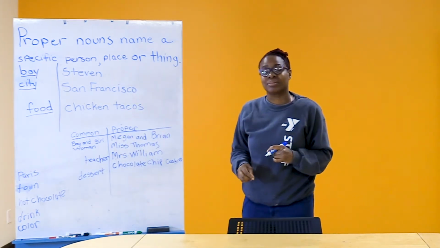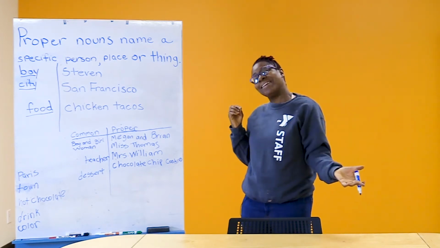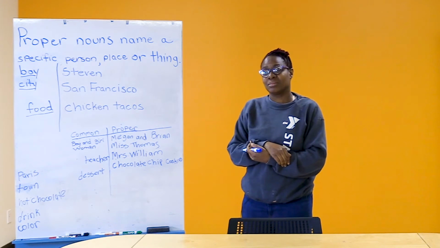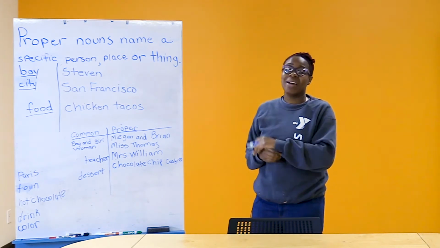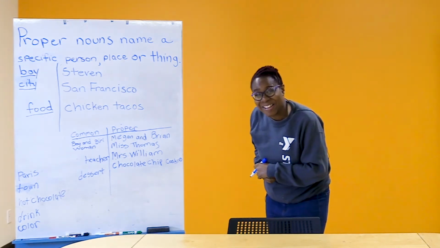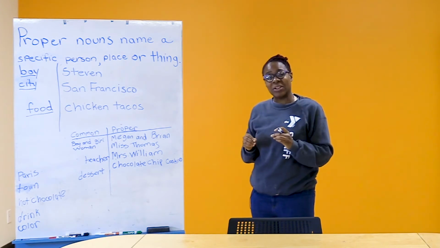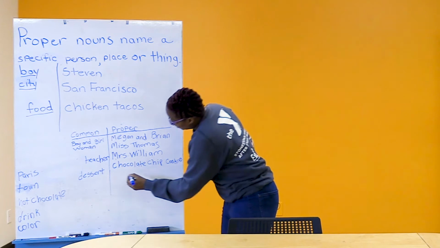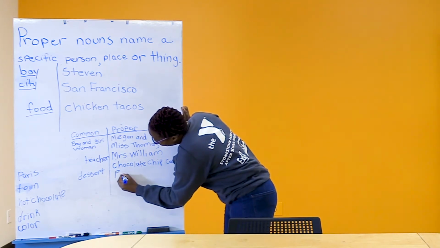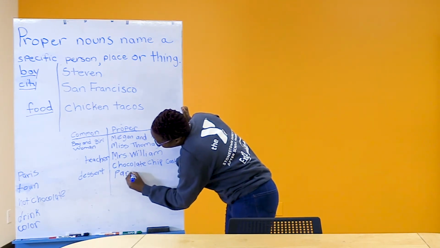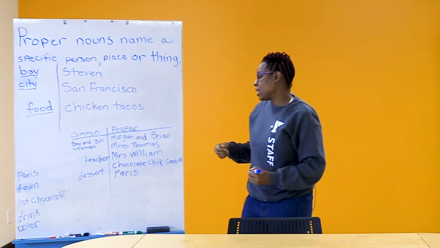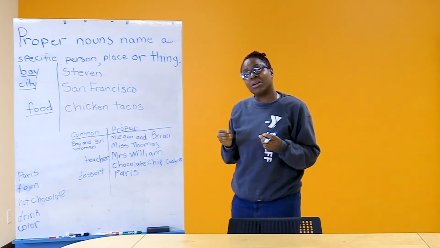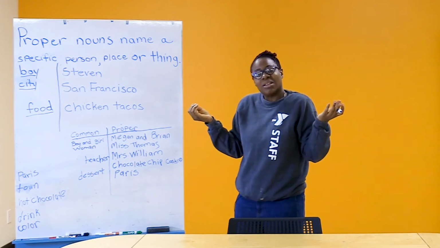Paris. Is that a common noun or a proper noun? You know what? You are getting too good at this. It is a proper noun. It is a specific name of a city. So let's go ahead and put Paris down here. Paris. And once again, I don't want to leave Paris just hanging, so I'm going to give it a common noun, which is, we could just call it city.